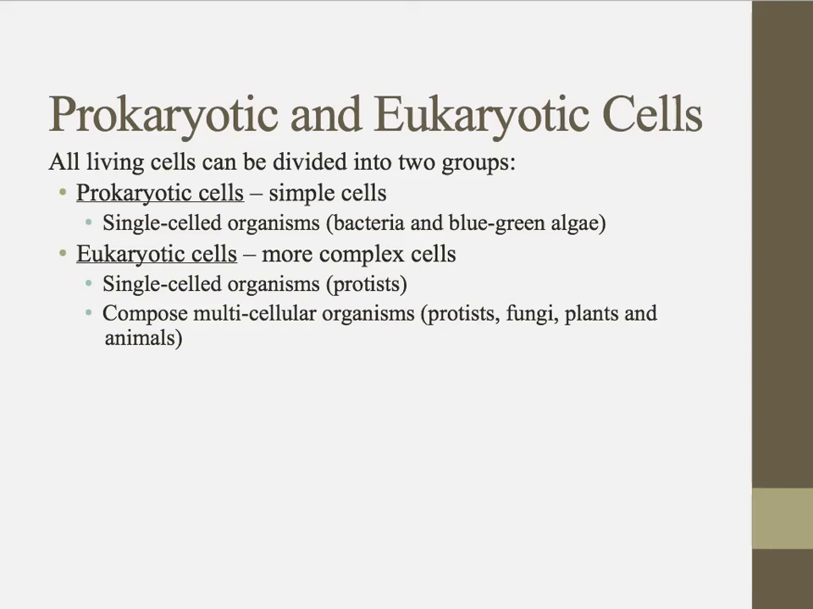So all multicellular organisms are composed of eukaryotic cells. Remember, if you can see it, it is a multi-celled organism. So if you can see it with your own two eyes, it is multi-celled. It has to have millions of cells for you to be able to see it.